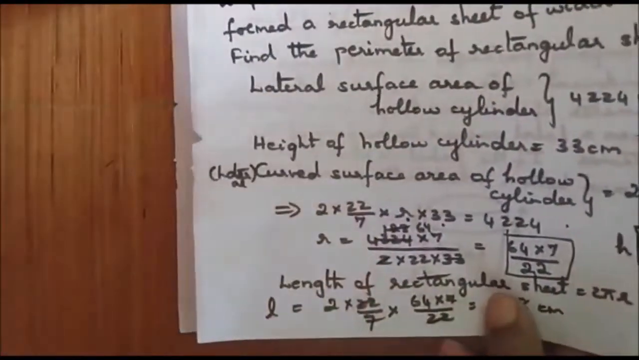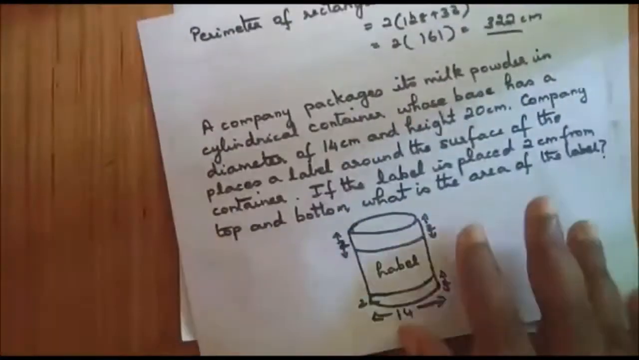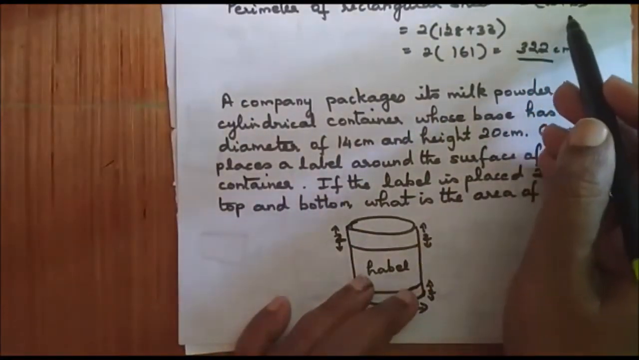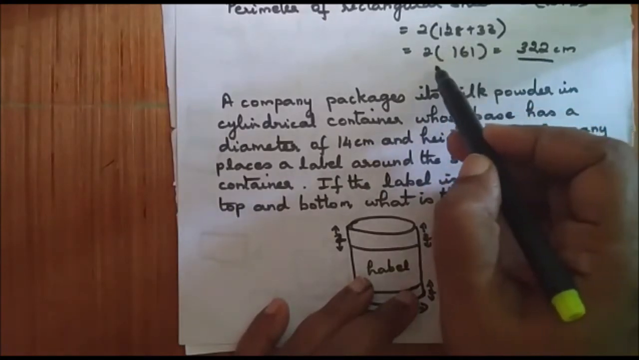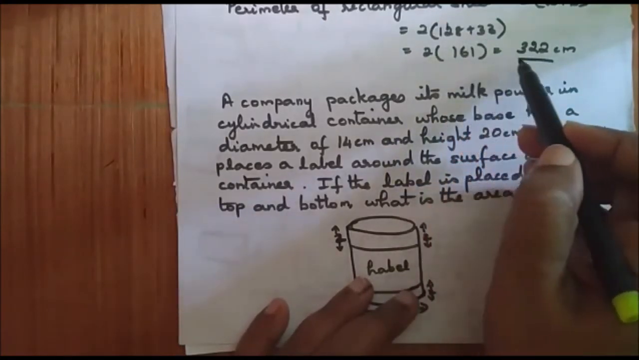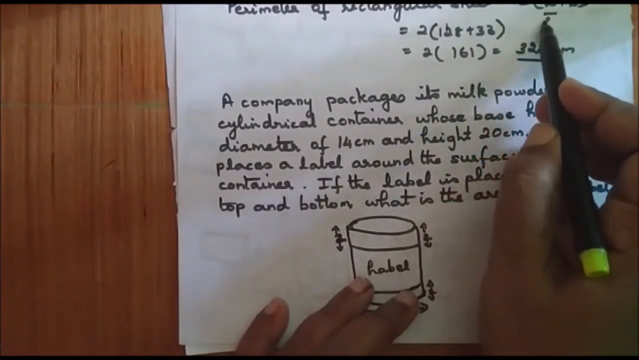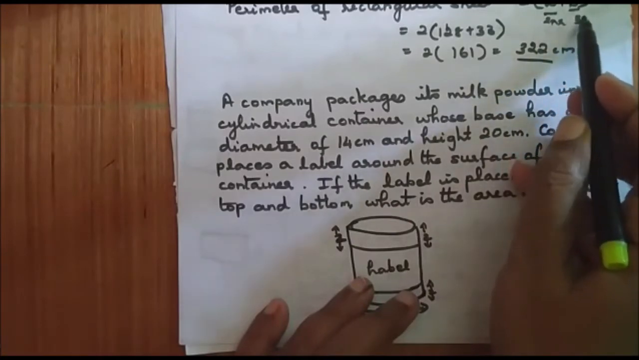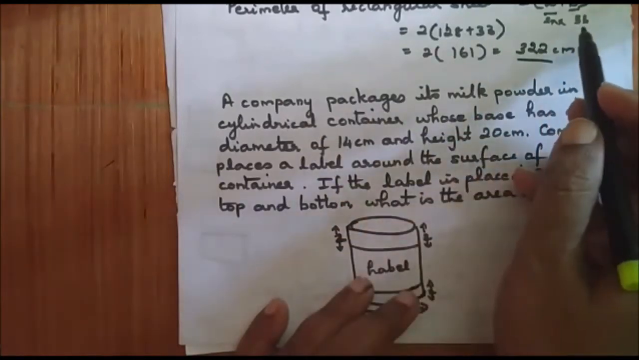Now we are asked to find the perimeter of the rectangular sheet. Perimeter of the rectangular sheet is nothing but 2 into (length plus breadth), which is 2 into (128 plus 33), which is 2 into 161, that is 322 centimeters. Length we got as 2 pi r. Now what is the breadth? Breadth was given as 33. I hope you understand breadth and height denote the same.